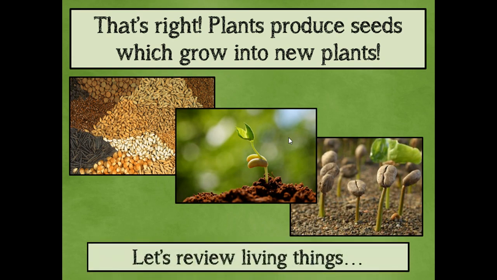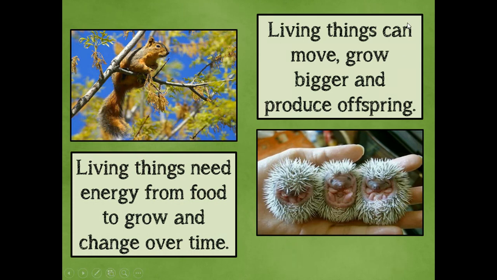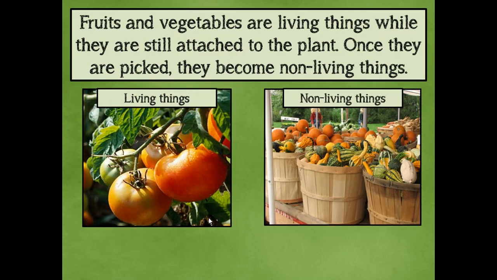All right, we're going to review living things. Living things can move, grow bigger, and produce offsprings or babies. Living things need energy from food and water to grow and change over time. Fruits and vegetables are living things while they are still attached to the plant. Once they are picked, they become non-living things because they are no longer getting water or food to grow anymore. So they are now non-living things.